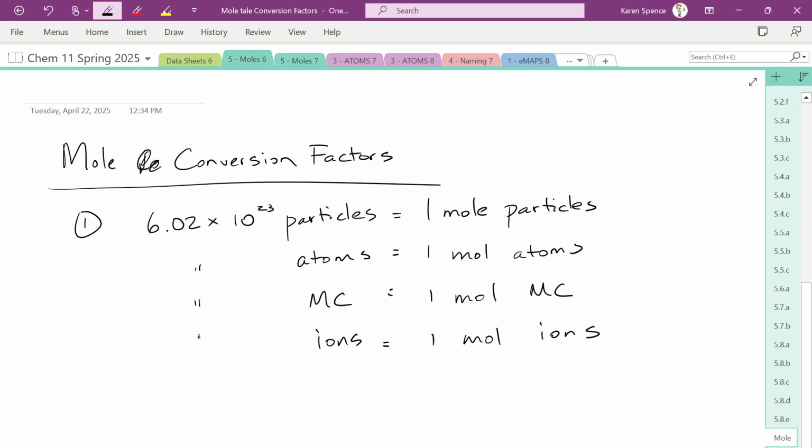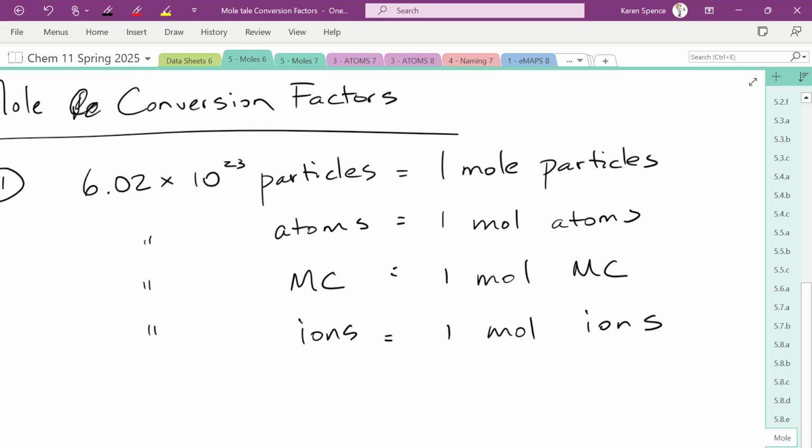I'm not going to write out 6.02 times 10 to the 23 four times because that's exhausting. But it doesn't matter what particle you use as long as it is consistent from side to side. You cannot have 6.02 times 10 to the 23 atoms and convert it into a mole of molecules. It doesn't work like that.